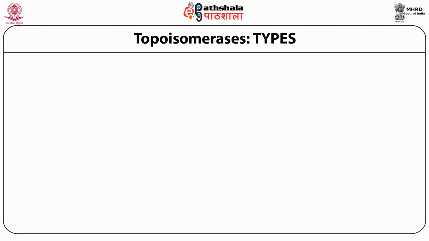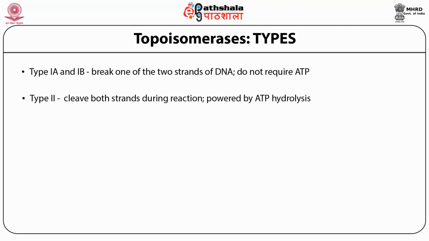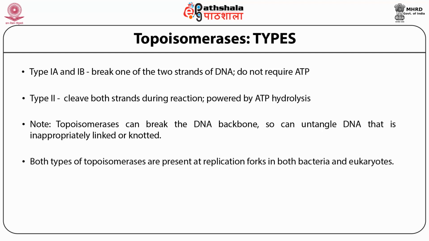Topoisomerase 1A and 1B, they break one of the two strands of DNA and they do not require ATP. While type 2, they cleave both strands of DNA during reaction and they require ATP hydrolysis. Note, topoisomerases can break the DNA backbone, so can untangle DNA that is inappropriately linked or knotted. Both types of topoisomerases are present at replication forks in both bacteria and eukaryotes.